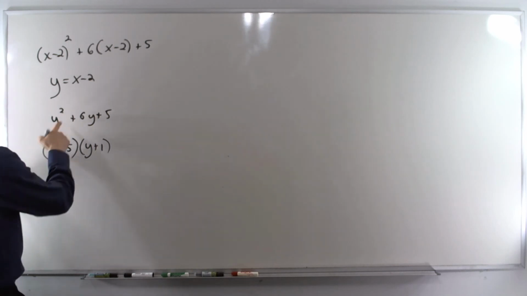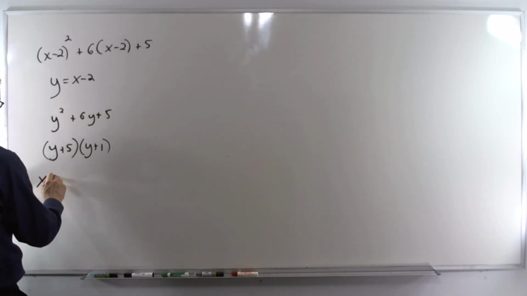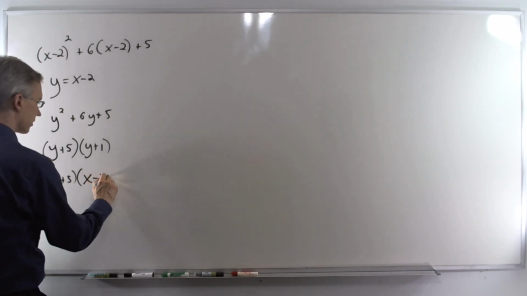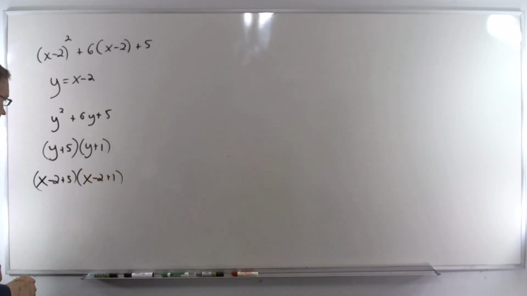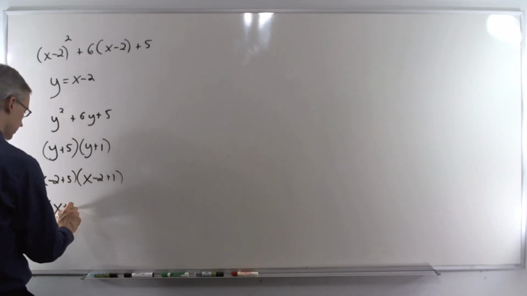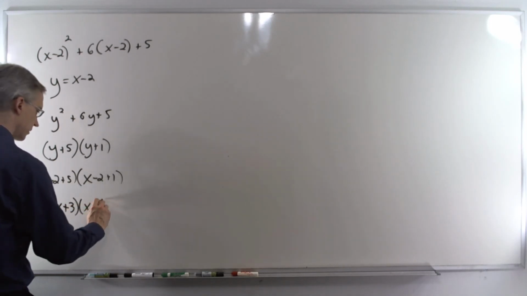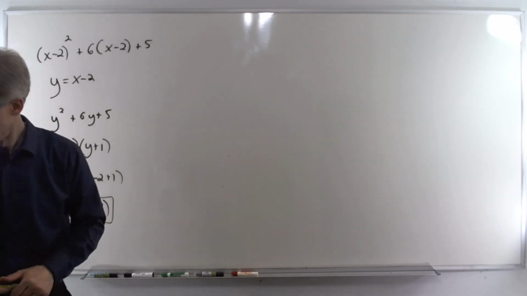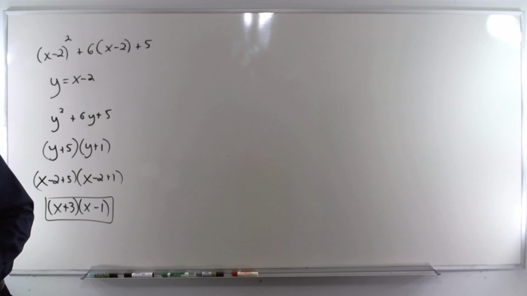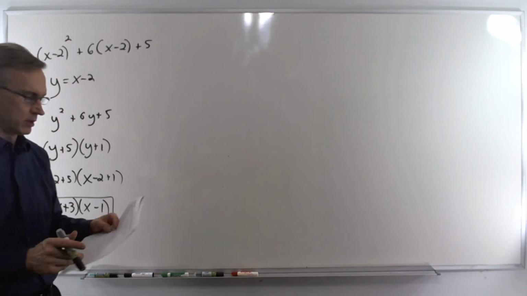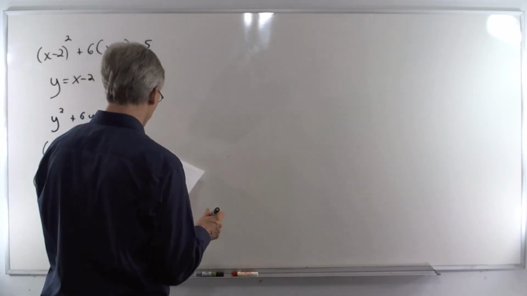So whenever we see a y, we're going to plug in x minus 2. So we got x minus 2 plus 5 here, and x minus 2 plus 1 here. And now we can simplify this to x plus 3 times x minus 1. All right, so give this a try with your turn number 5.